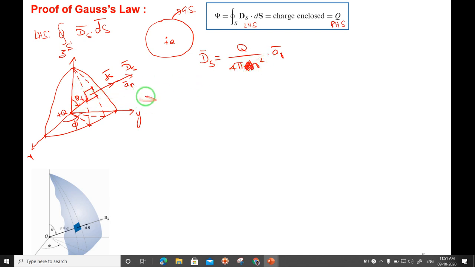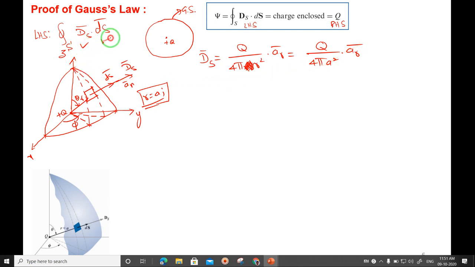But let me assume that the radius r is a, or else I can leave it as r only, no problem. Let me assume the radius is a, r equal to a, right? So I'll substitute here Q by 4 pi a square into ar, right? Next, this D is over.